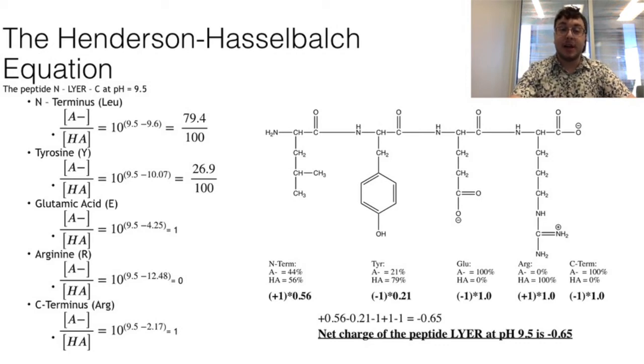So we're looking at pH 9.5. The N-terminus has a pK of 9.6. Using the Henderson-Hasselbalch equation, we can find that about 56% is positively charged at this pH. If we multiply positive 1 by 0.56, we get a charge of about positive 0.56. The same applies for tyrosine, which is going to be negatively charged. Once we add all these together, we get a net charge of about negative 0.65 at pH 9.5.